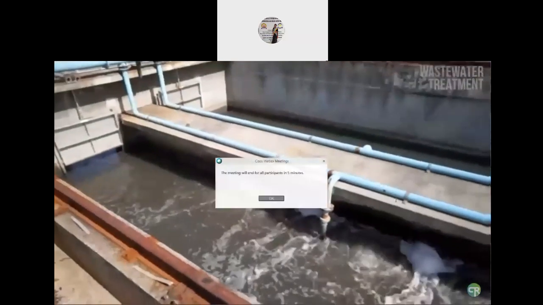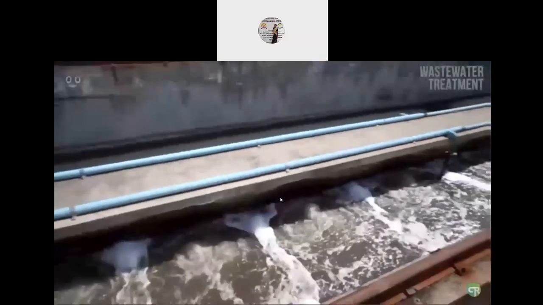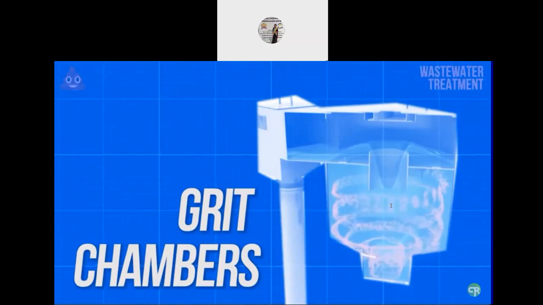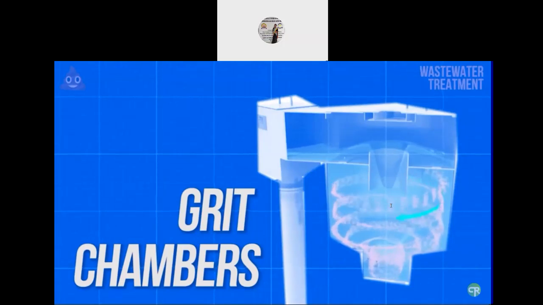Grit chambers are the next steps in the pretreatment process following bar screens. Since these bars don't catch everything, larger particles called grit still need to be removed from the sewage as it is made even more homogeneous. As the sewage flows into the grit chamber, the velocity of the rather viscous sewage is adjusted to allow for particles of sand and rock to settle out.